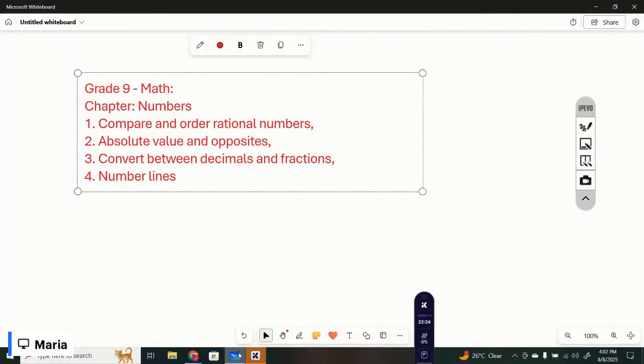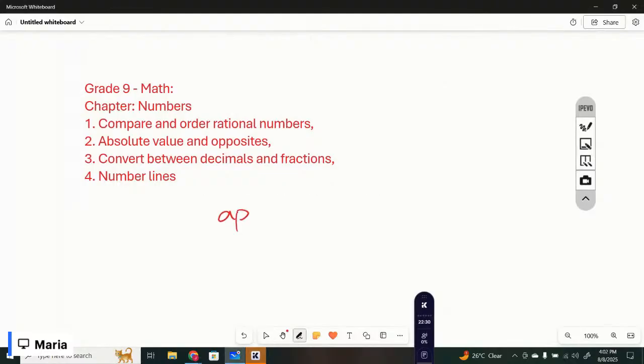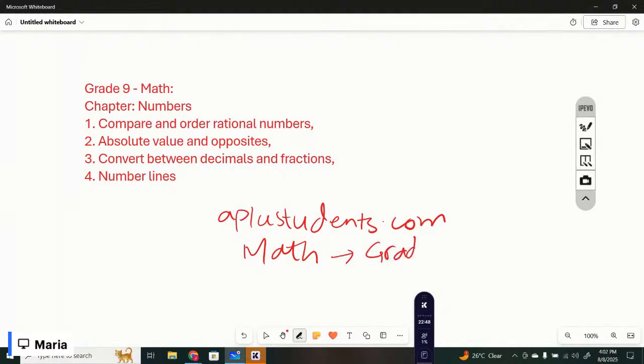We are here for grade 9 math. You can find all the lessons on aplusstudents.com. You have to log in there using your email address and password as provided by the administrator. Then you have to select math from the subject tab. Scroll down to grade 9 math and then click on view all lessons.